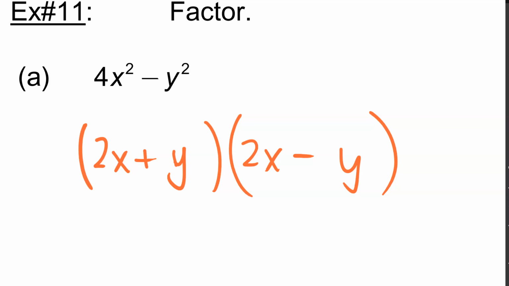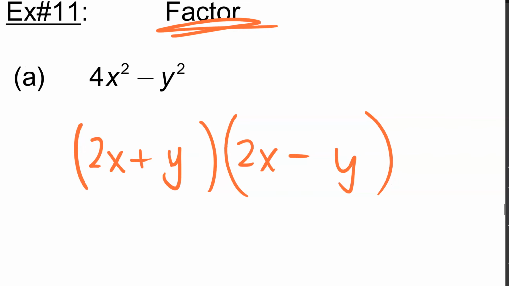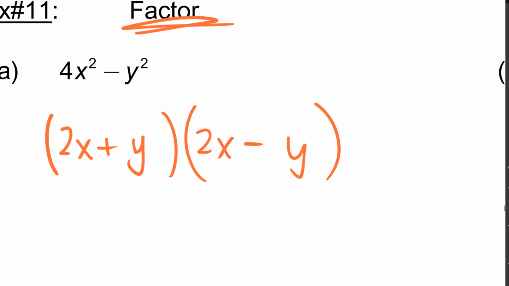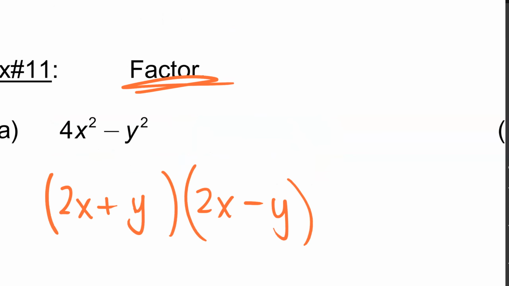And that's the answer? Yes, because we just have to factor. It just said factor. It doesn't say solve, just factor. We factored it, check, solved. So this would be 2x plus y and 2x minus y.